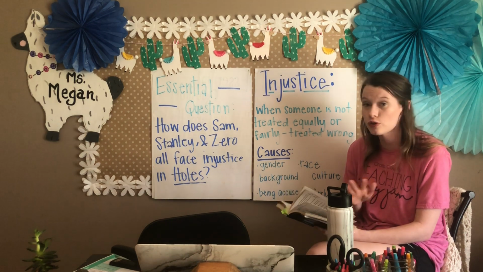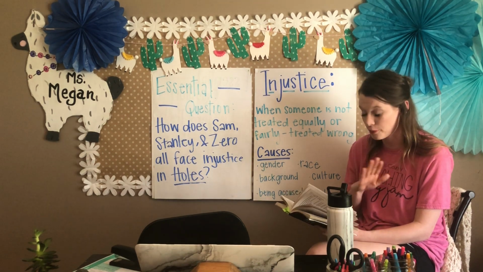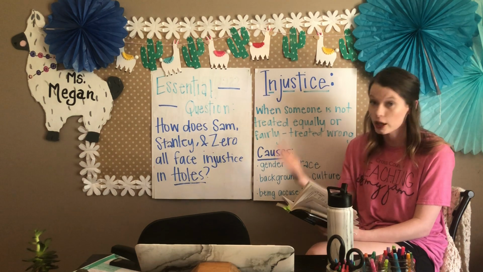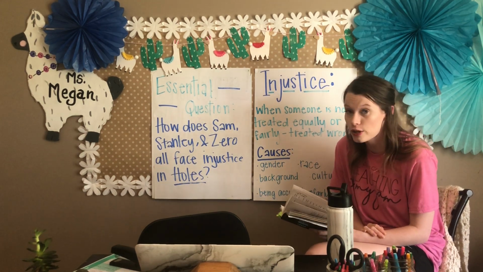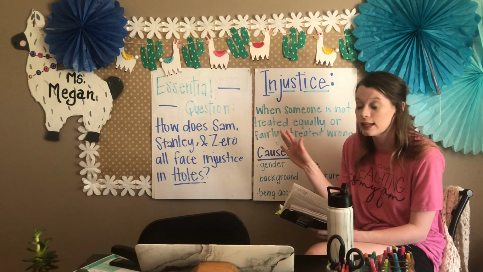So Sam wasn't allowed to go to school, right? Okay, just because he was African American. He was not allowed to go to school. But in Miss Catherine's eyes, she didn't treat him any differently, right? She treated him completely equal.